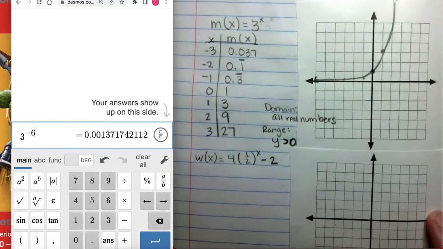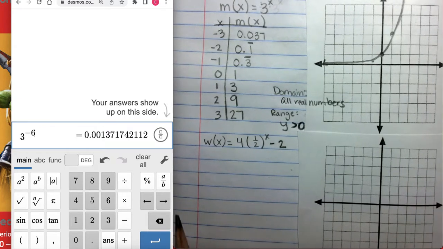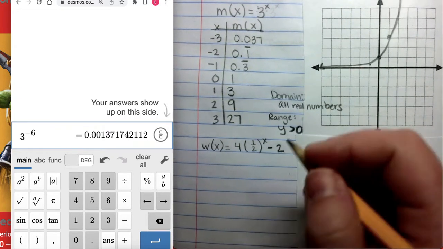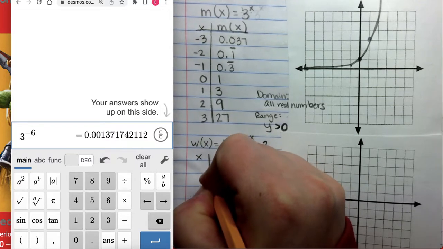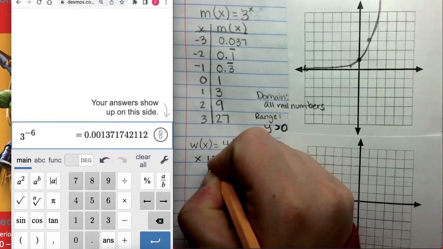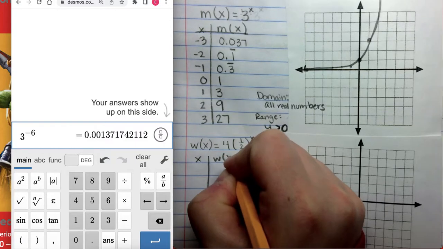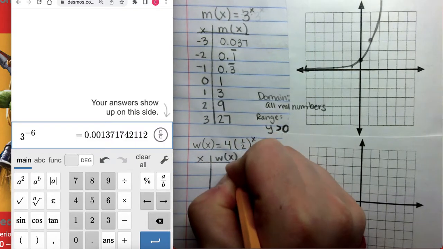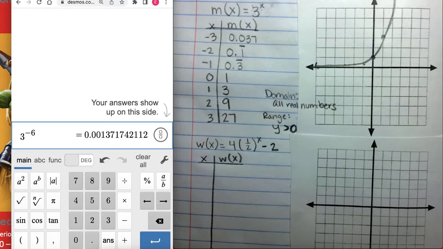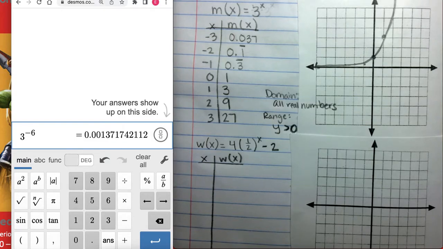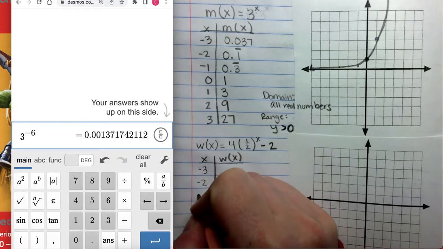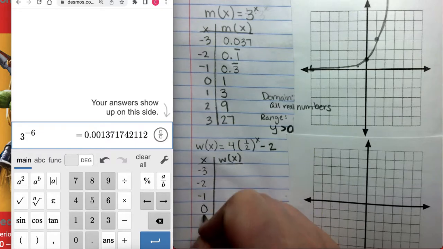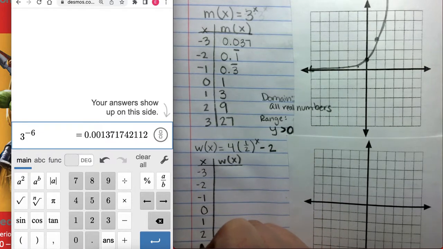All right, we have one more example. This one's a little bit more complex. We put in a couple more things, but it's the same idea. So this time when we make our table, it's a little bit easier because we're just going to use the same numbers every time. Okay, so this is function w. We have 4 times 1/2 to the x power minus 2. And we're just going to use -3, -2, -1, 0, 1, 2, 3.